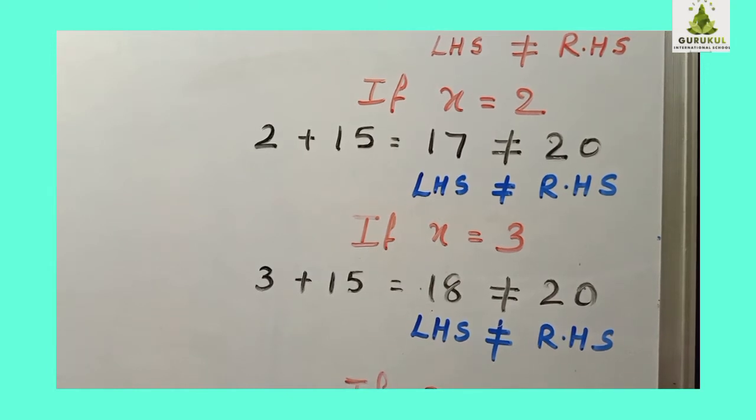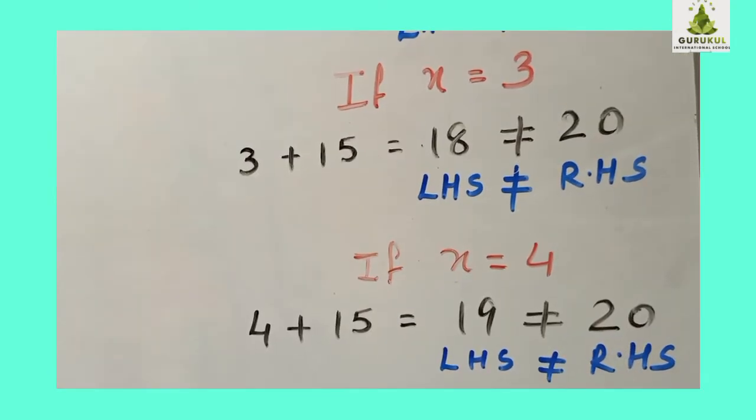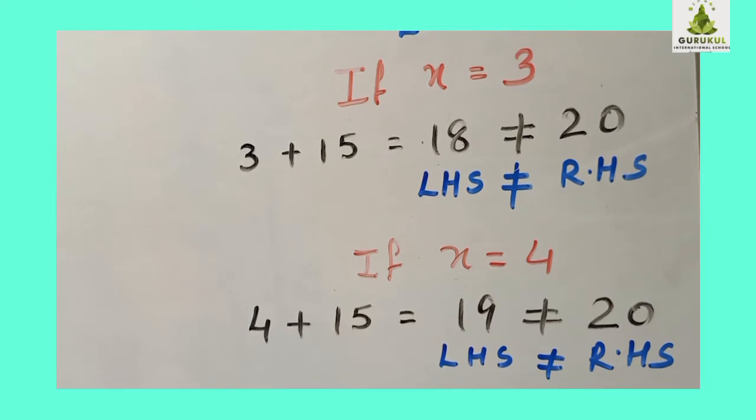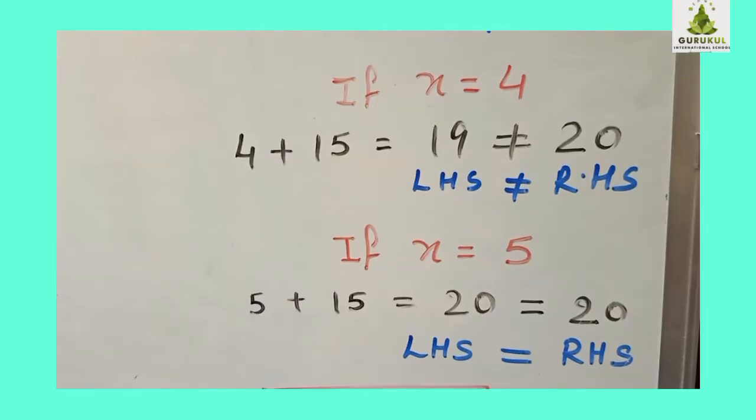Now for x equals 4, let's see. So 4 plus 15 is 19, not at all equal to 20. So LHS and RHS are not equal again. Now let's see for x equals 5. In the place of x, we will put 5 and see whether it is getting satisfied or not.